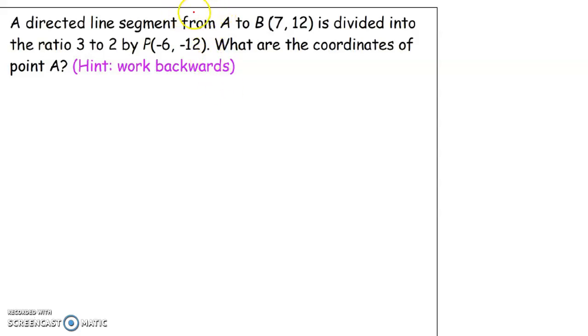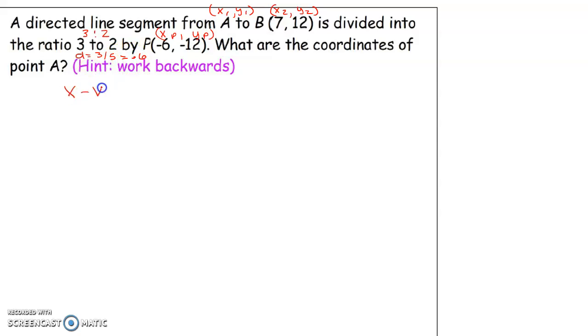Now we're going from A, we're looking for x1, y1. We have our x2, y2, our second, our ending point, and we have our partitioning point. We have a ratio of 3 to 2, which gives us a distance of 3/5. And that's a nice decimal to work with, so that's 0.6.